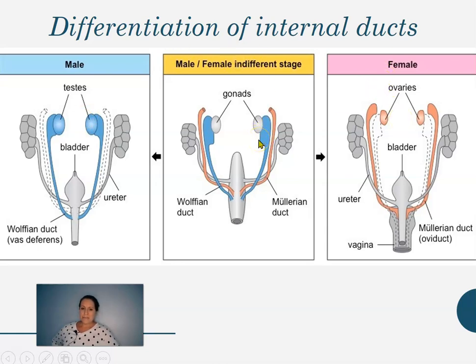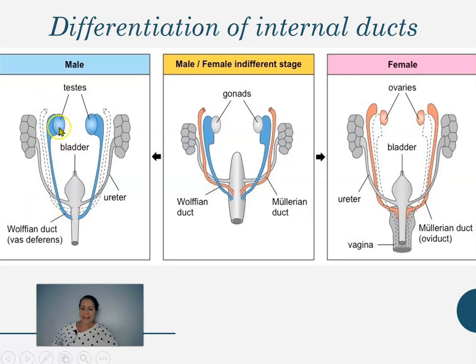So by default, without the SRY gene, we will see that these gonads develop into ovaries. So those tissues develop into the follicle cells and the theca cells. And the Mullerian duct system develops into the oviducts, or maybe you call those fallopian tubes, and the uterus, and the opening of the vagina. In males, that MIF, Mullerian inhibiting factor, will cause the Mullerian system to degrade.